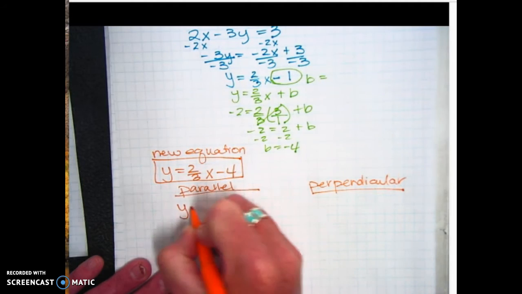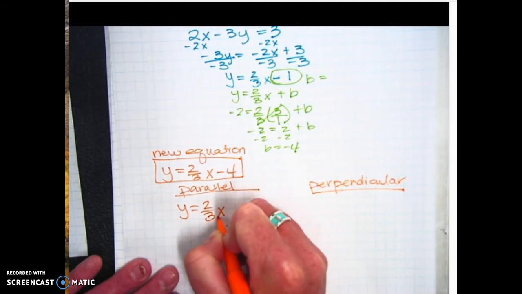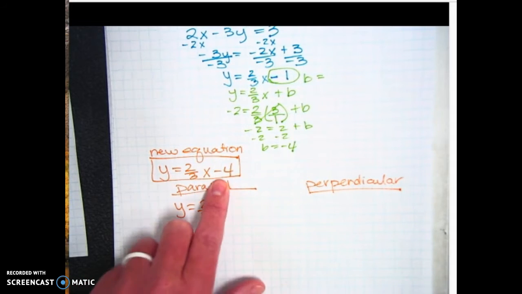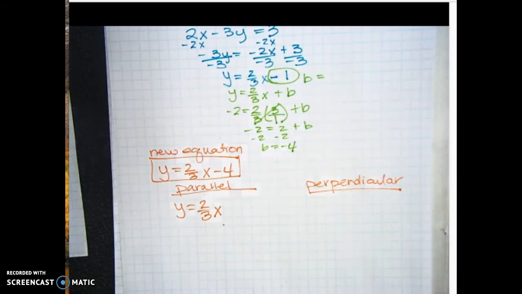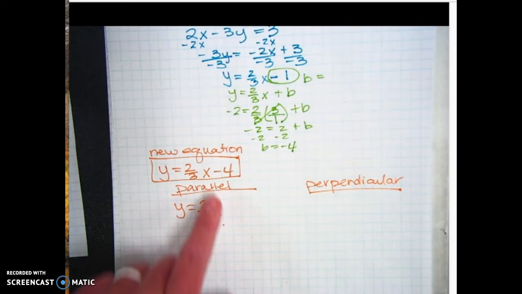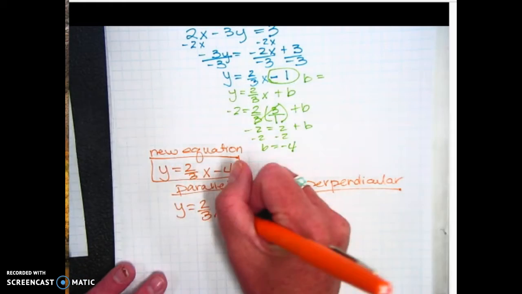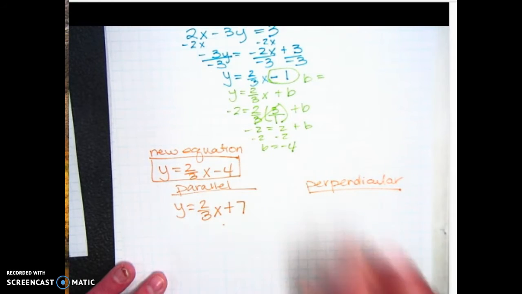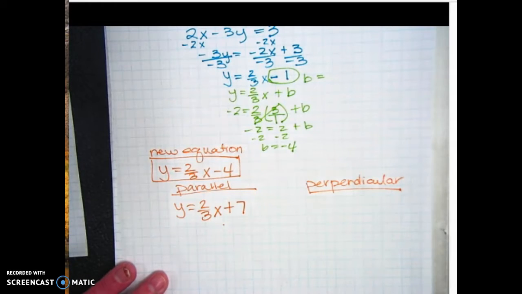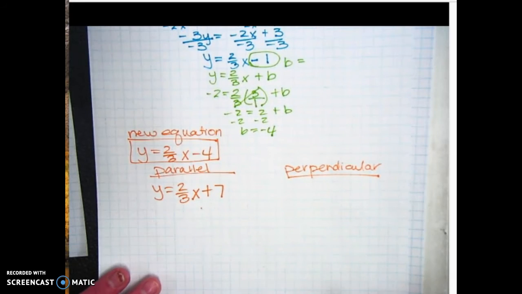It's going to be y equals 2/3 x. And then instead of saying -4, you can say plus or minus any number that you like. You could say -1,000,000. You could say plus 4. Okay? The one number you can't say is minus 4. Okay? Because that would be the exact same line. So we're going to say 2/3 x plus 7. But that plus 7 could be any number. It's just kind of you pick. Okay? All right, now let's do perpendicular.